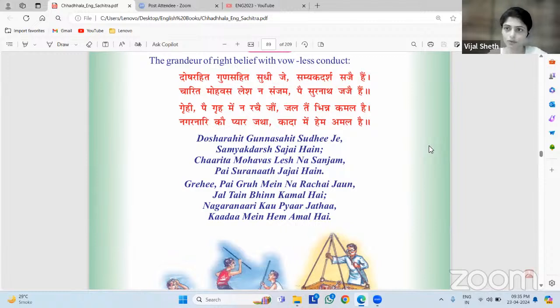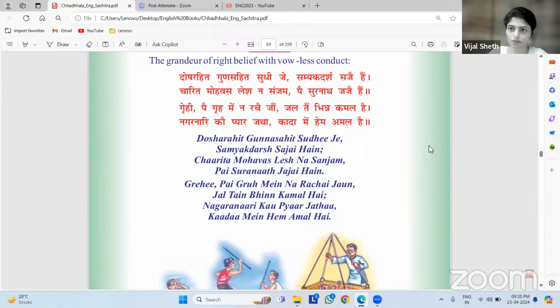So a person who has avoided these faults and who exhibits all these good qualities, such a wise person's samyak darshan glorifies him. Saje hai. It beautifies him. Charit mohavesh lesh na sanyam pै sur nath jaje hai.